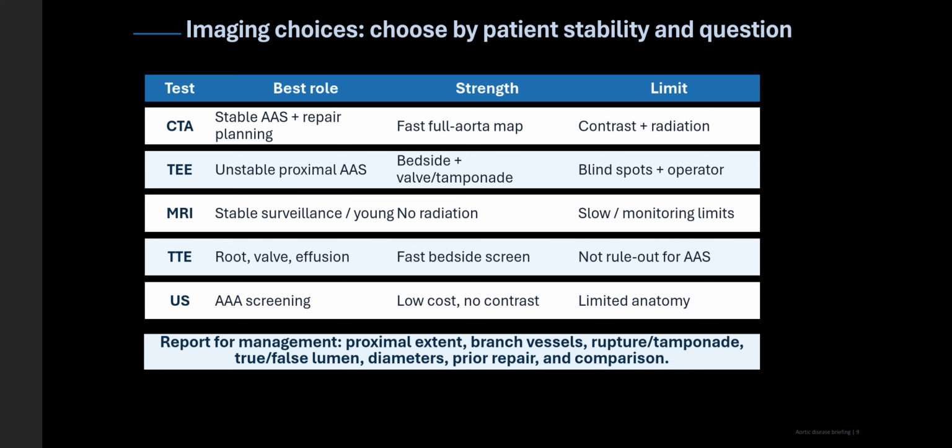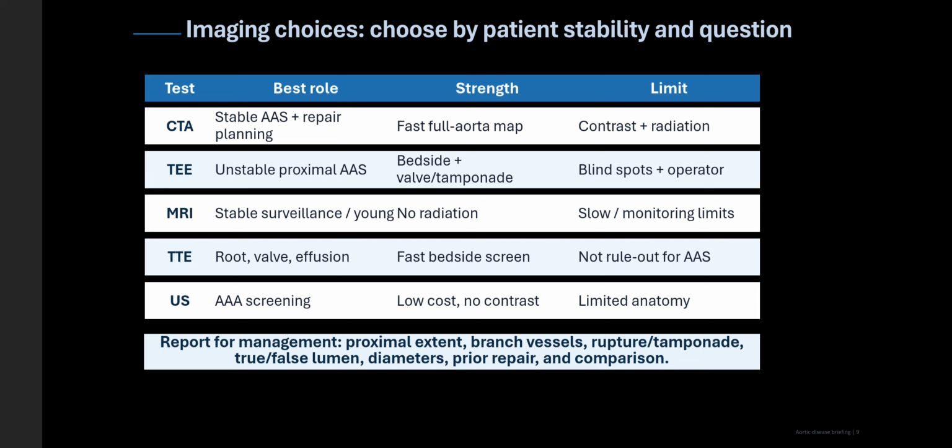Transthoracic echo, its best role is for root, valve, effusion. It's fast, bedside screen, does not rule out acute aortic syndrome. Ultrasound of the abdomen is good for AAA screening. It's low cost, no contrast, has limited anatomy.